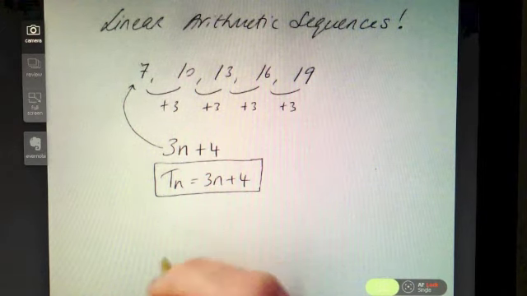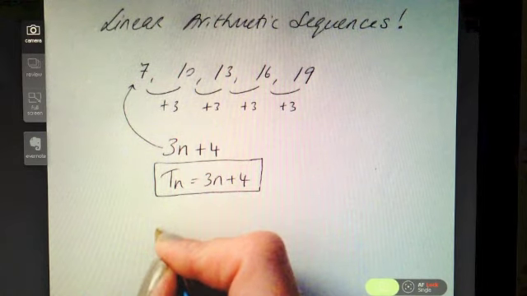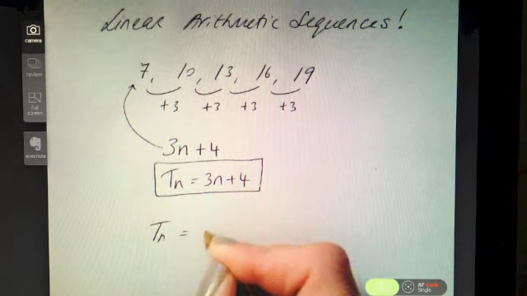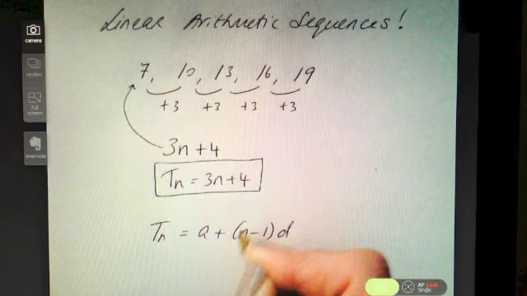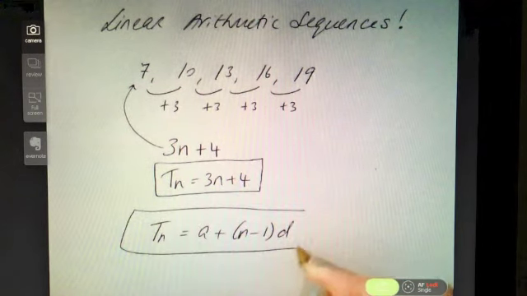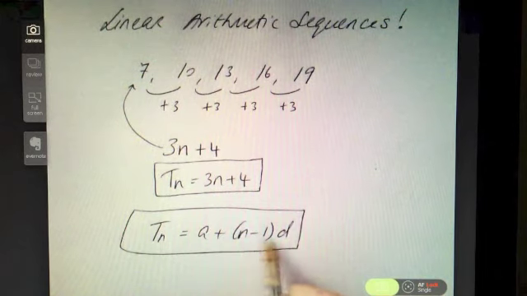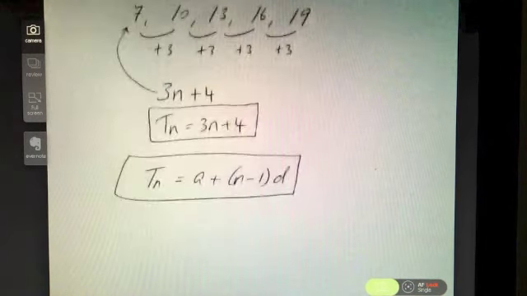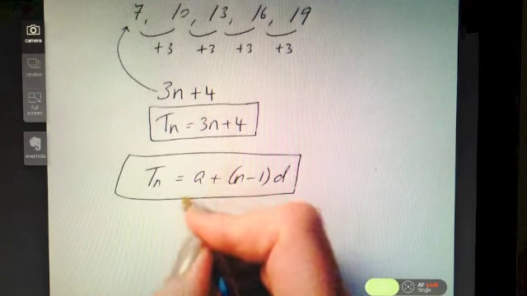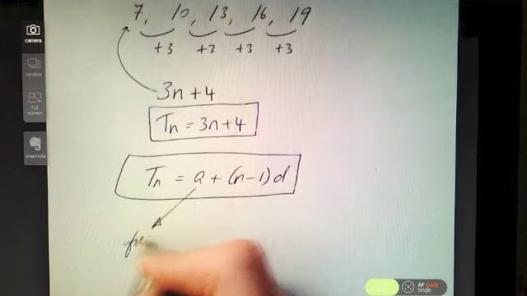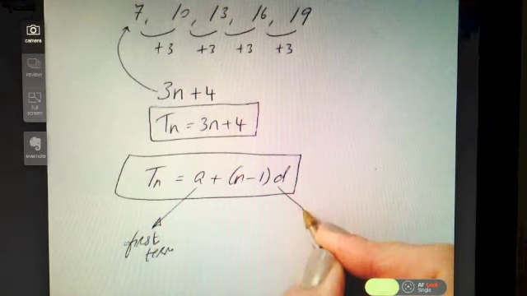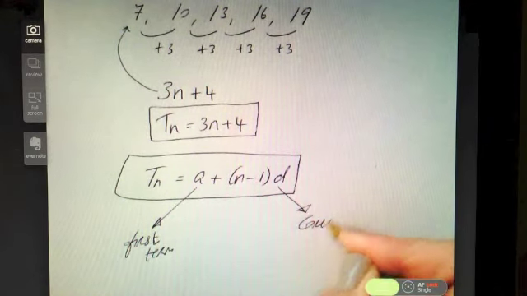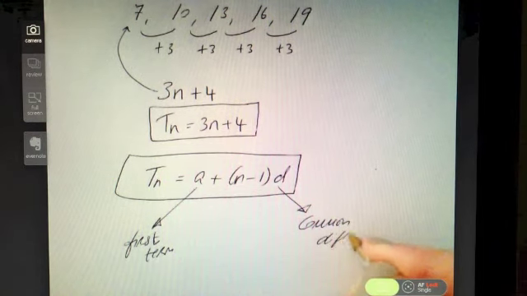So the second way, the good news is this is coming from a formula that is in your log tables. In your log tables, you're given a formula for the nth term as this: A plus (n minus 1)d. Now, what this stands for is, the A always stands for the first term, and the D stands for the common difference.